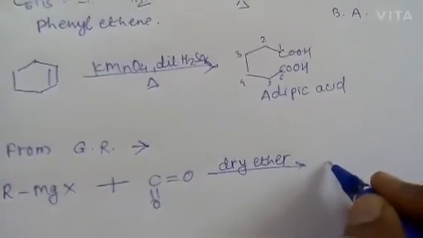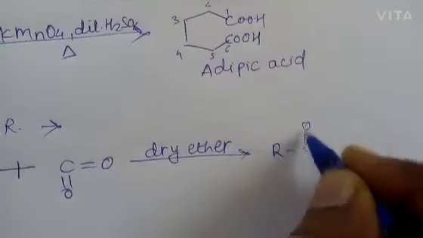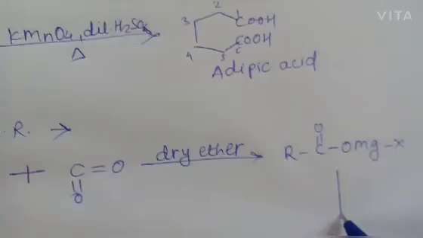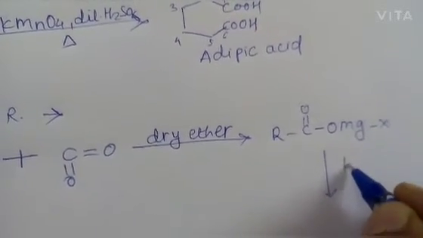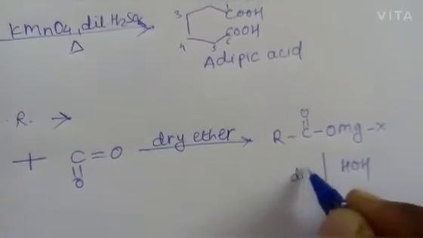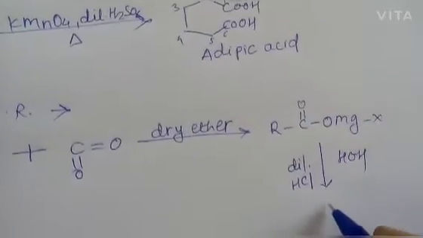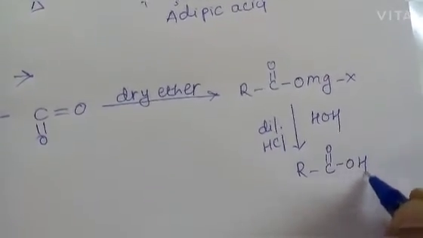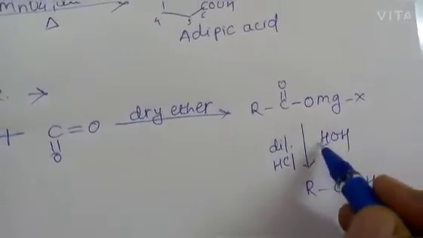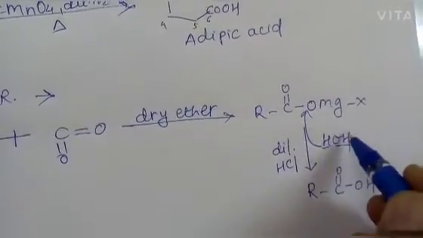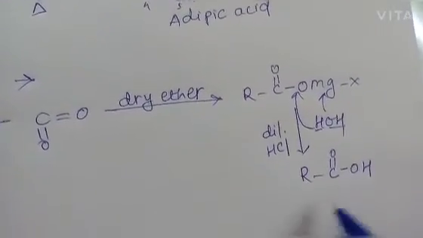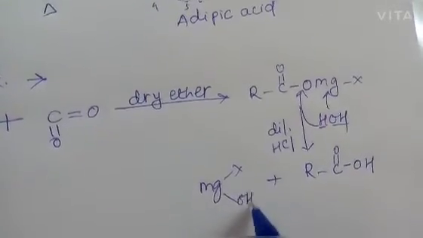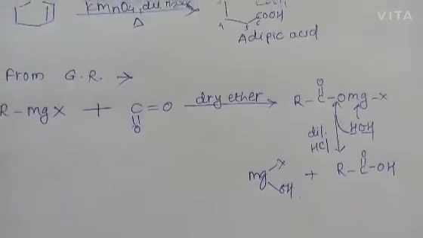It forms the addition complex, that is RC double bond O OMgX, and this addition complex on hydrolysis forms carboxylic acid, RC double bond O OH. This hydrogen gets attached to this oxygen, and this OH is attached to the magnesium. So the byproduct is MgXOH. Okay, this is the general reaction.